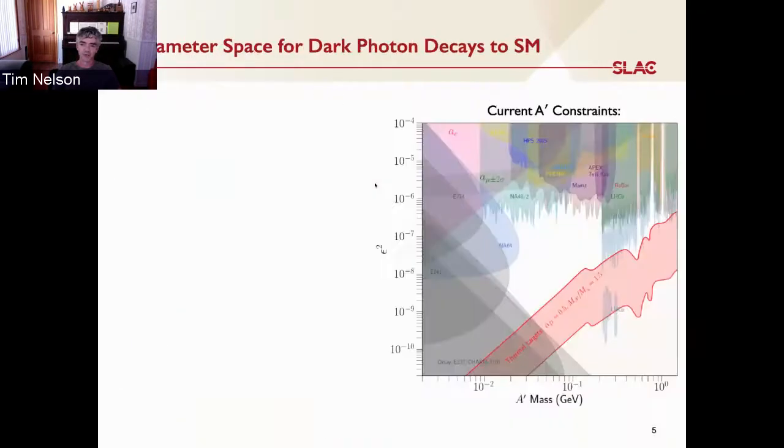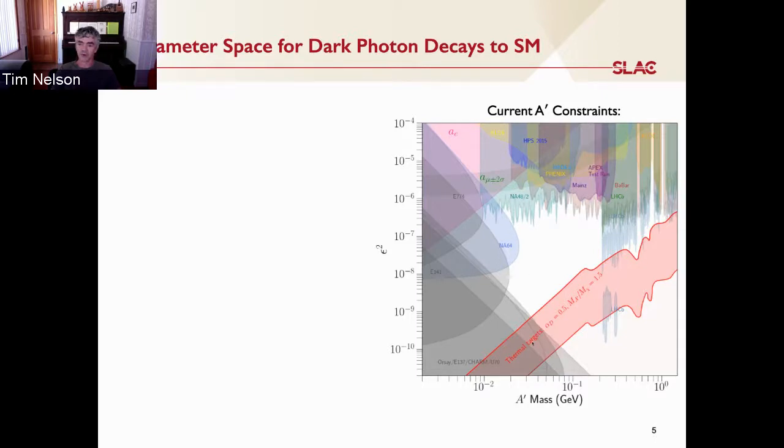So let's take a look at the parameter space that we're interested in searching for visible decays of dark photons. And that parameter space is shown here. So epsilon squared versus dark photon mass. So this is the rough region that corresponds to what I refer to as the thermal targets. So for a particular choice of alpha dark and the mass ratio between the dark photon and the dark matter, these are the values of epsilon and mass that would produce the correct relic abundance. Everything above these lines is, of course, also possible if the dark matter is just a subcomponent of the dark matter halo that we observe.